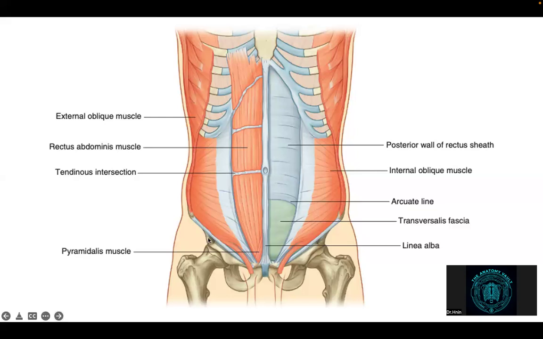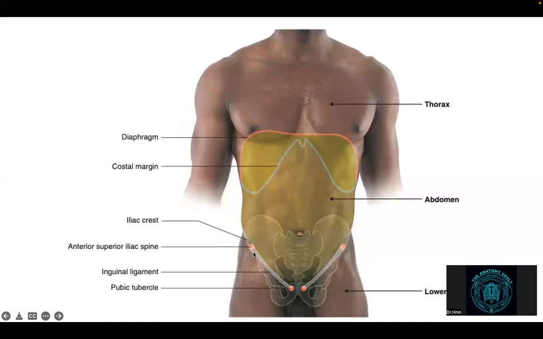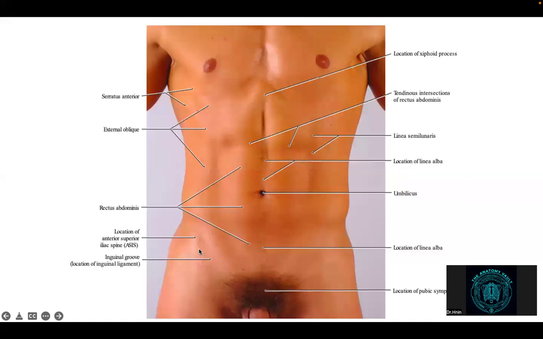And let's study the inguinal groove. Another important surface landmark is the inguinal groove. This groove corresponds to the location of the inguinal ligament, which extends from the ASIS to the pubic tubercle. This is the inguinal groove. The inguinal groove marks the transition between the lower abdomen and upper thigh. Clinically, this region is extremely important because inguinal hernias commonly occur near this area.